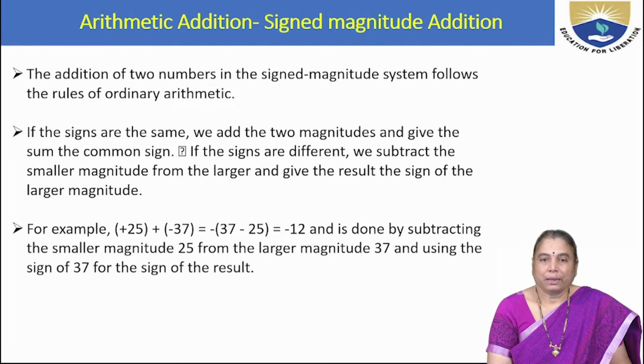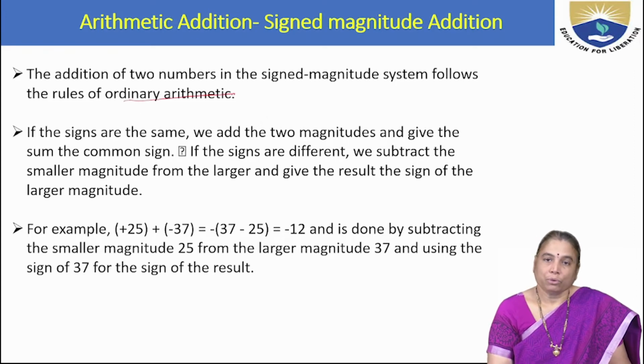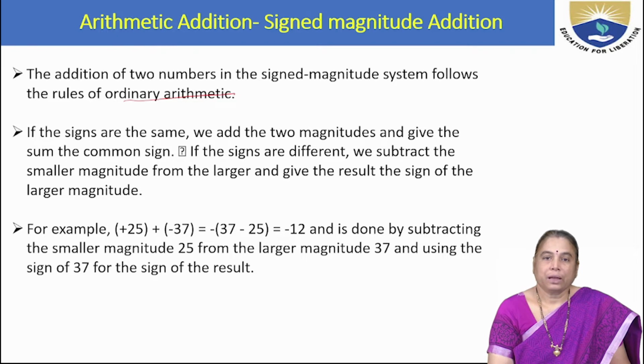So, how can the arithmetic addition be performed? The addition of two numbers in the signed magnitude system has to follow the ordinary arithmetic of the decimal system. How you follow those rules in decimal arithmetic, the same has to be followed in the signed magnitude integer addition also. If the signs are the same, we add the two magnitudes and give the sum the common sign. If the signs are different, we subtract the smaller magnitude from the larger and give the result the sign of the larger magnitude. That is how we follow it in the decimal number system.